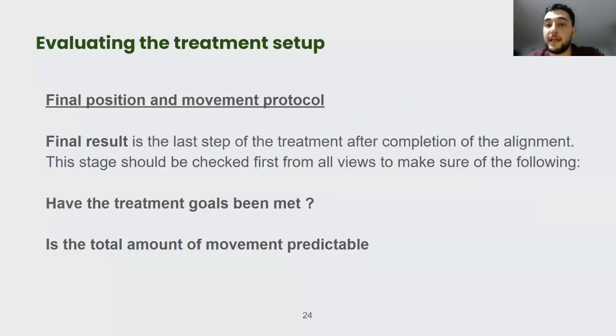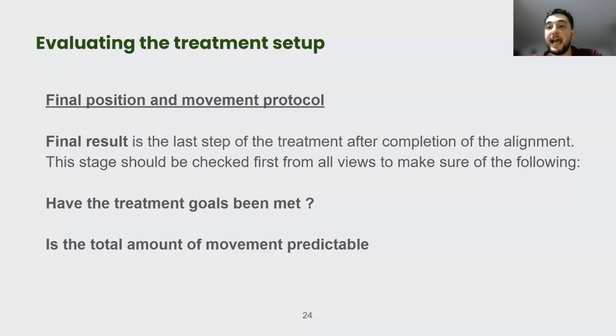So the final result is the last step of the treatment setup. If it's 30 aligners in this treatment setup, I go directly to step 30. And this is going to be after completion of all the alignment. This stage should be checked first from all views to make sure, like, what do I look for? Have the treatment goals been met?